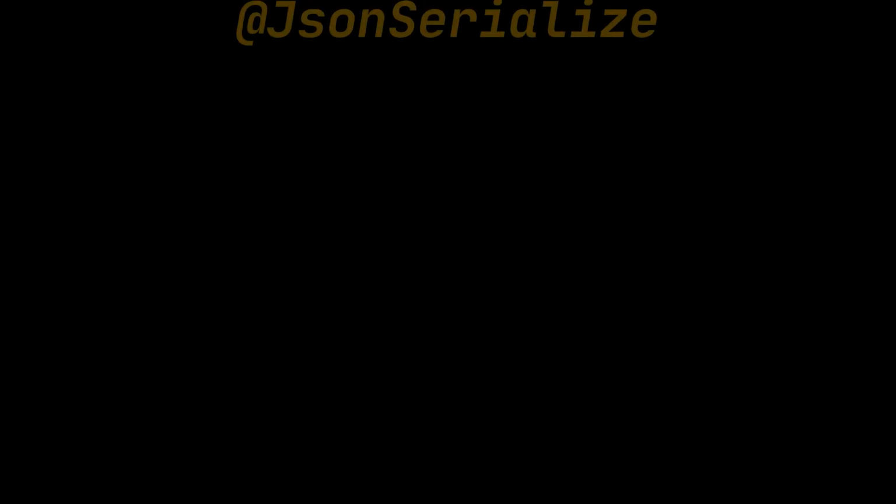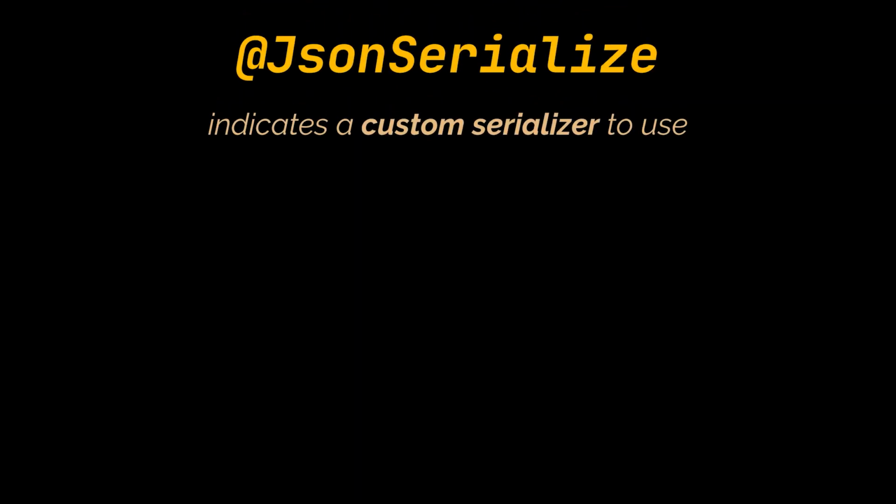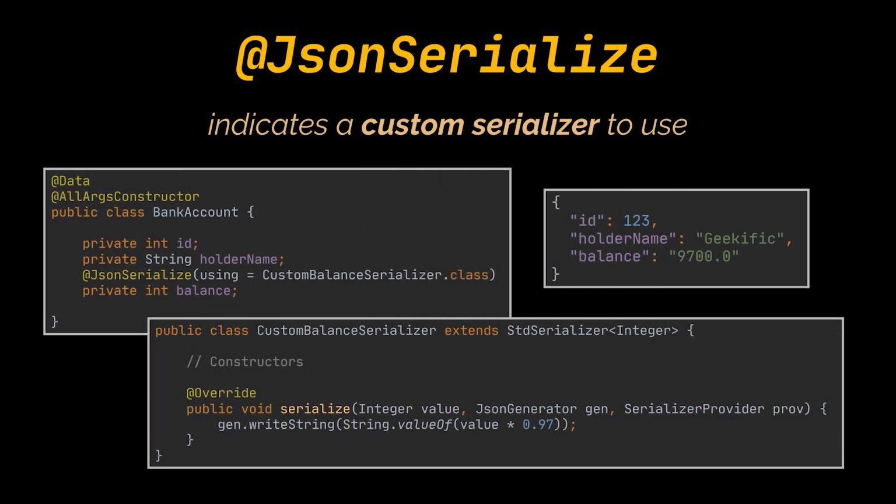Next is the @JsonSerialize, which indicates a custom serializer to use when marshalling the entity. Let's look at a quick example. We're going to use @JsonSerialize to serialize the balance property with the custom serializer. Here we are simply returning the value multiplied by 97%, which is not a best practice by the way, but for the sake of this video it will do. As you can see, the output of the JSON string is as expected.